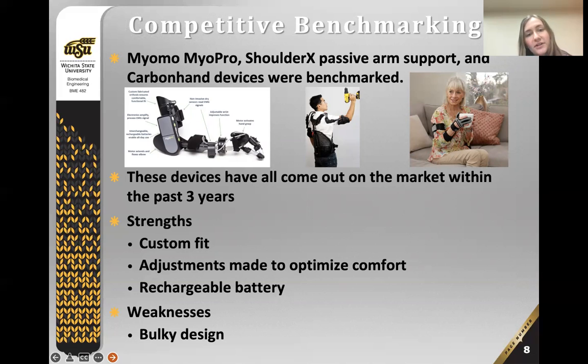Strengths found throughout all 3 devices that were considered for this device are that it is custom fit, adjustments can be made to optimize comfort, and having a rechargeable battery. The main weaknesses found that were heavily considered in the design process of this exoskeleton device was the bulky design of some of these devices.